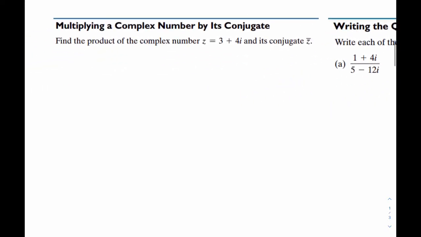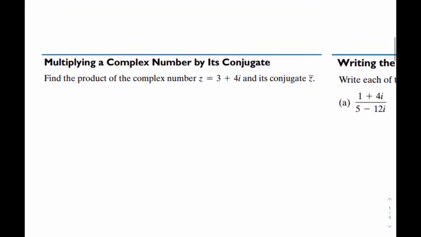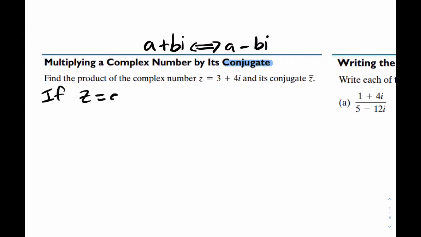Here's our next step. Multiplying a complex number by its conjugate. So it says find the product of the complex number, 3 plus 4i, and its conjugate, z with a bar over it. So recall conjugate. If you have a plus bi, and I'll highlight this conjugate here, the conjugate of a plus bi is simply a minus bi, much like our last chapter with the square root. Just switch the sign. And in complex numbers, we say if z is equal to a plus bi, then z with a bar over it, the conjugate, is simply a minus bi.